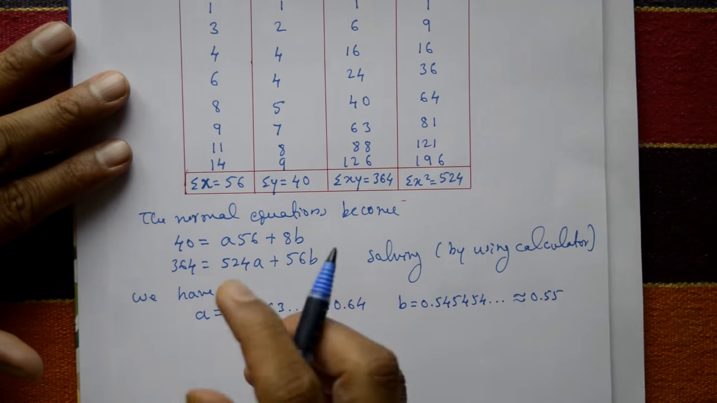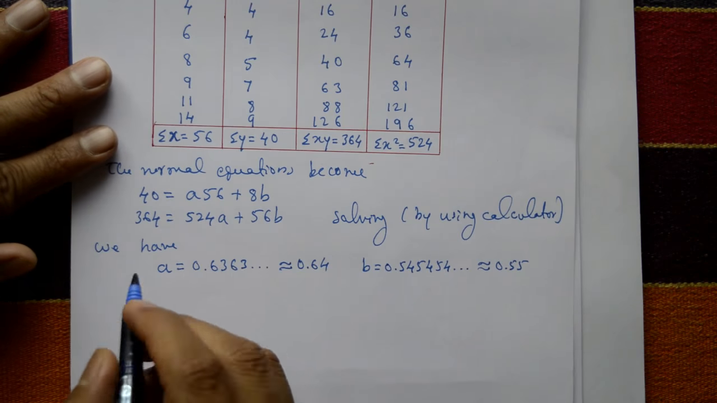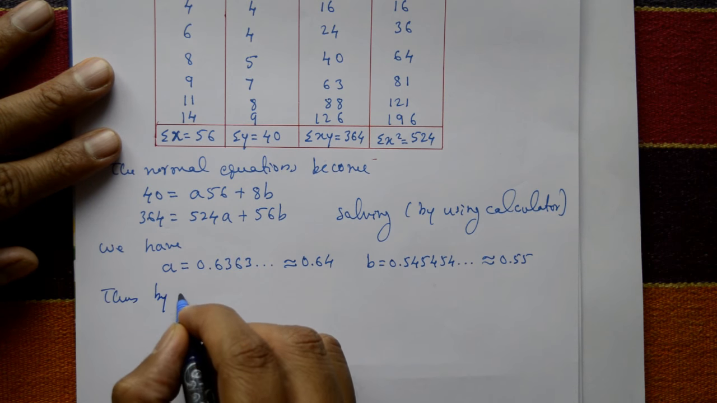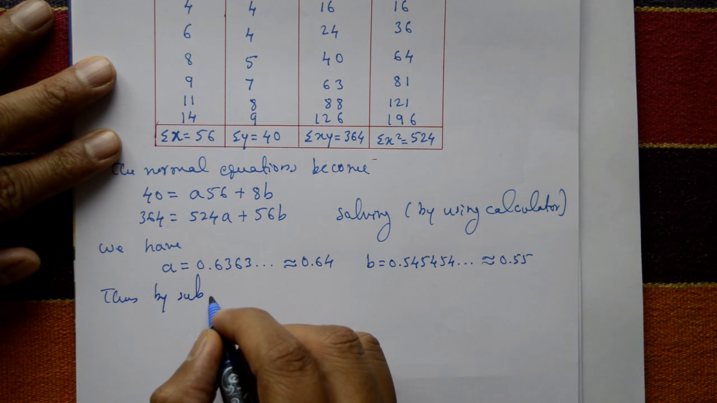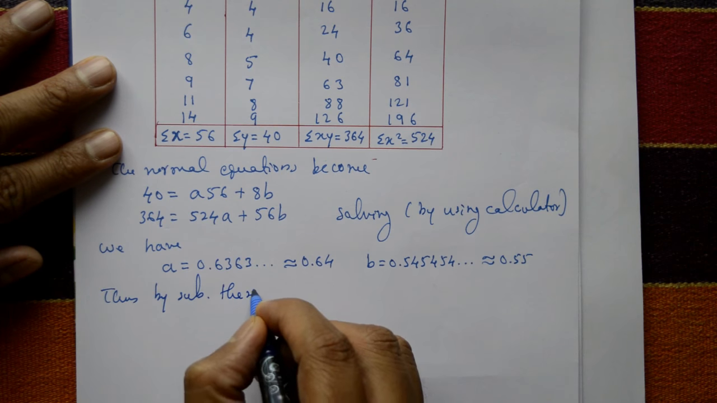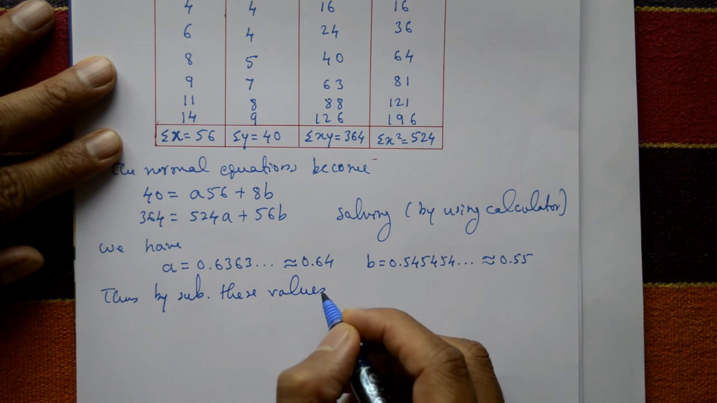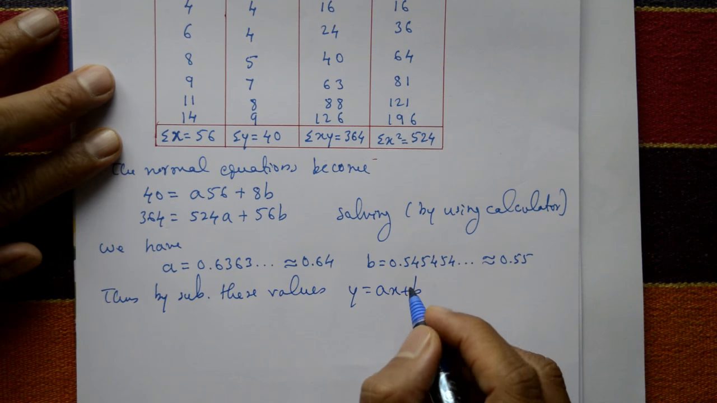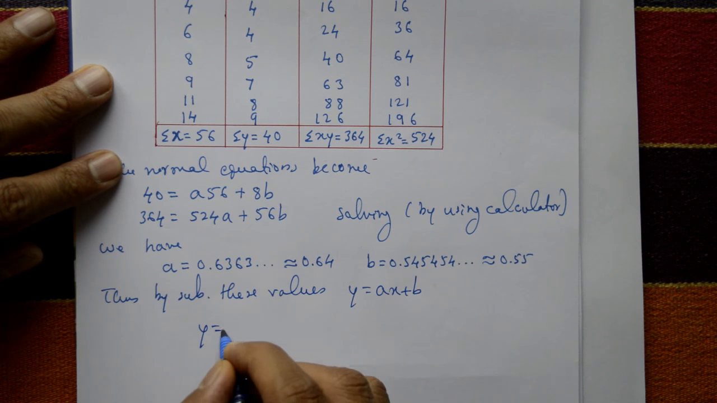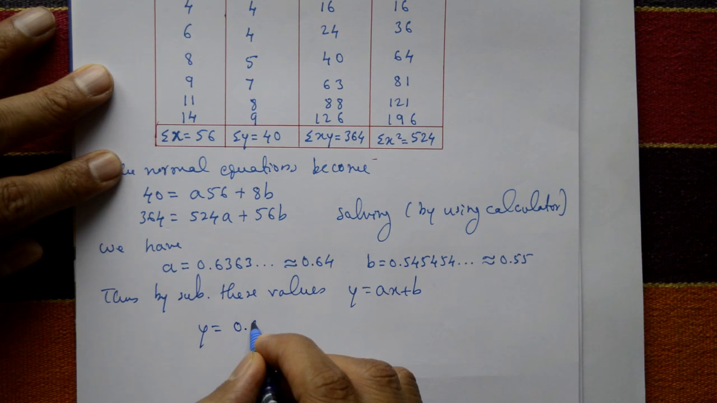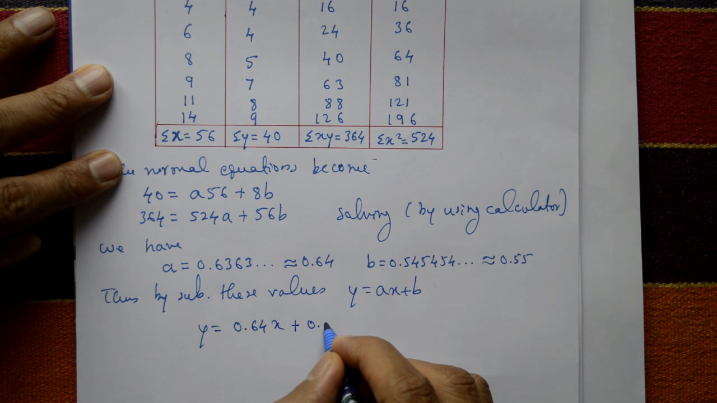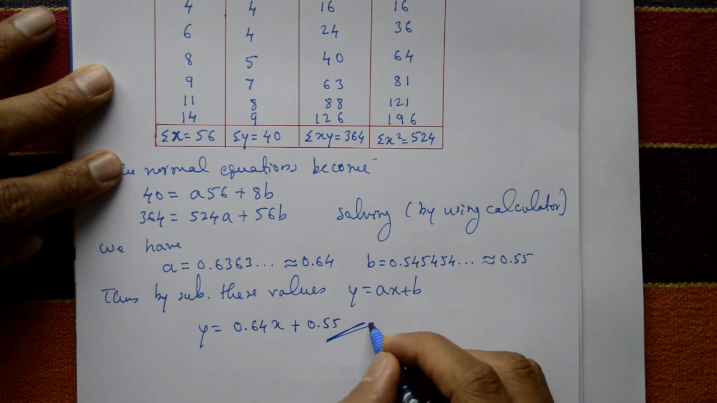Now these a and b values are substituted in the equation. Thus, by substituting these values, y = ax + b becomes y = 0.64x + 0.55. This is the required solution.